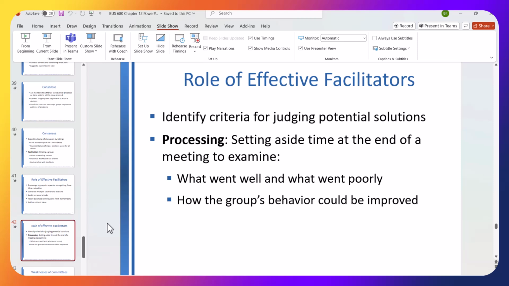Identify the criteria for judging potential solutions. So when he looks at process, he sets aside time at the end of the meeting to examine what went well, what went poorly, and how the group's behavior could be improved. So again, the facilitator is the person who tries to keep things going. Sometimes we refer to this as an after action review, where we sit down and talk about the good, the bad, and the ugly. How can we be better next time?